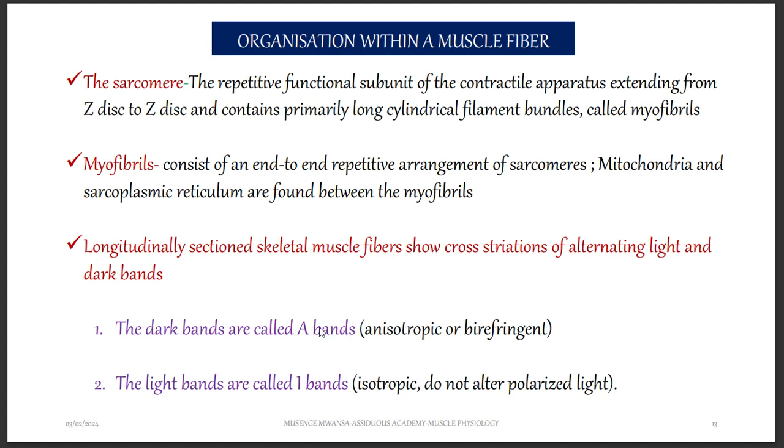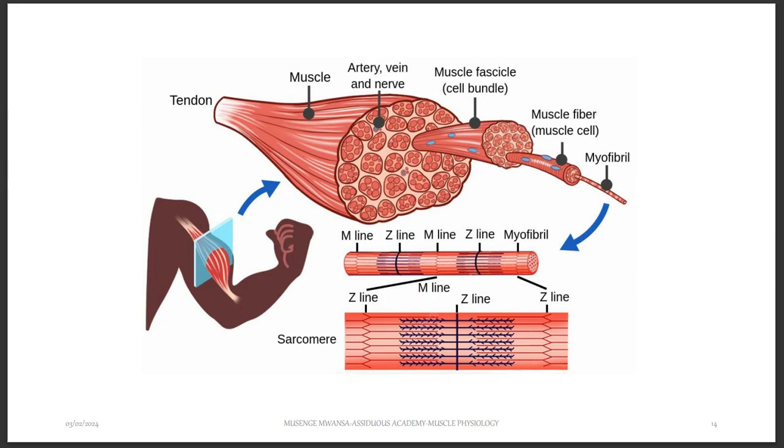the A bands. A means anisotropic or birefringent, meaning that they do alter, they change plane polarized light. And then the light bands are the I bands, meaning isotropic, meaning that they are not going to alter, they do not change the way plane polarized light moves. So you can see this is it. The distance between two Z discs, that's a sarcomere. The entire length is a myofibril.